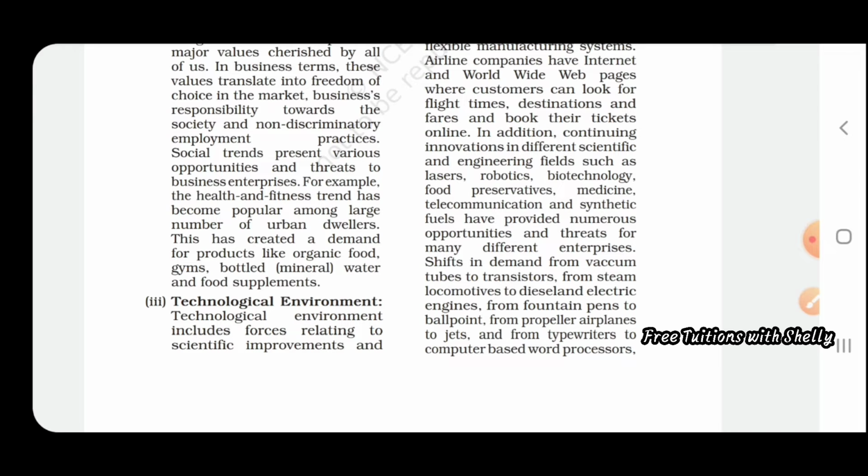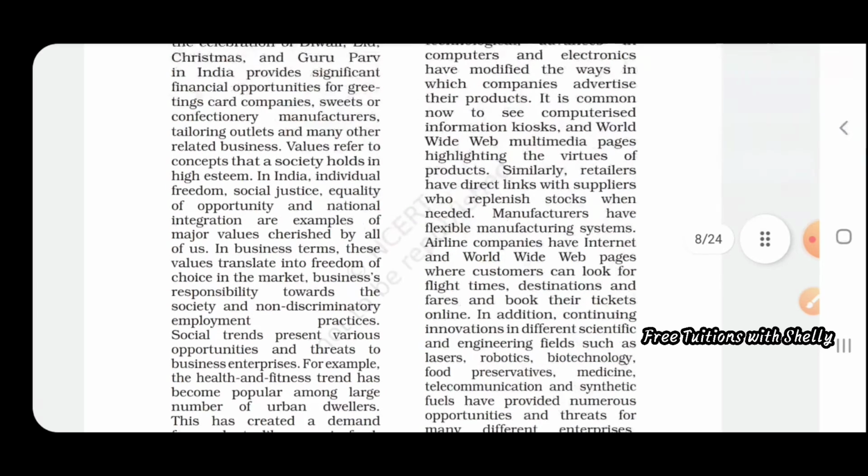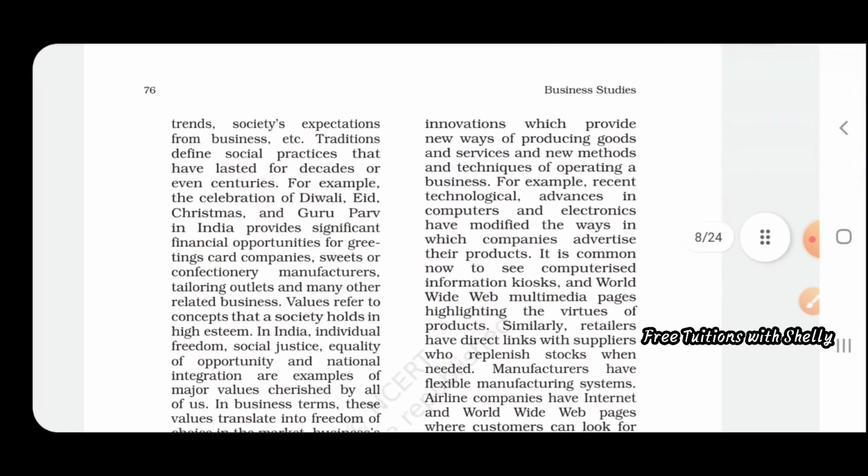Next is technological environment. So adopting new technology or expanding the technology. These are the factors coming under the technological environment. Innovations which provide new ways of producing goods and services, and new methods and techniques of operating business are included here. So recent technological advances in computers and electronics have modified the ways in which companies advertise their product. So due to this technological development, advertisement is increasing. More development has taken place in the advertising industry.